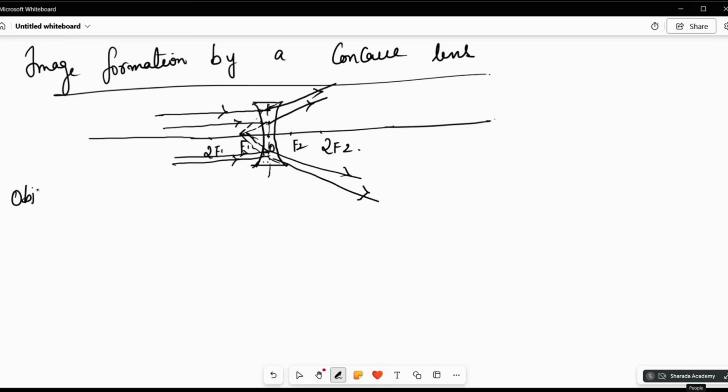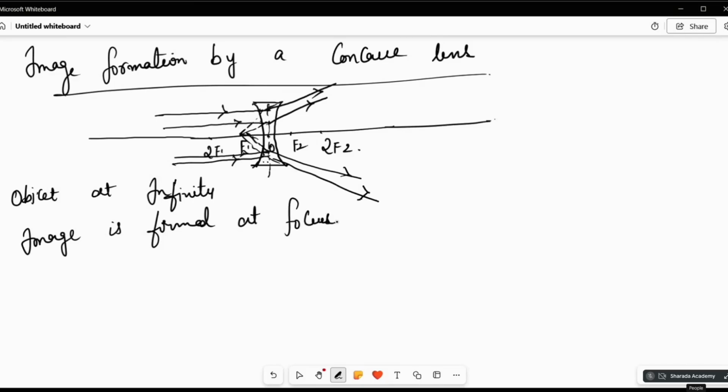So object at infinity. Image is formed at focus. It's a virtual, erect, and highly diminished image.